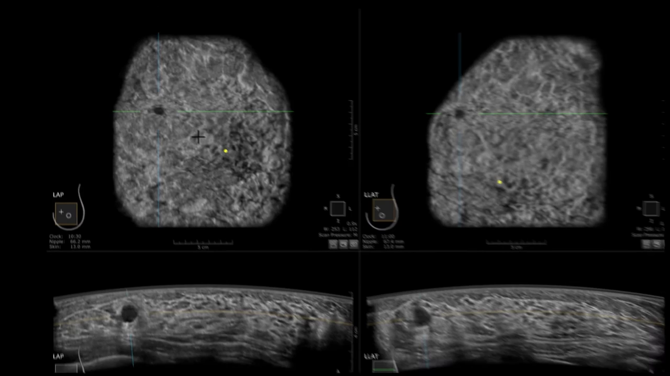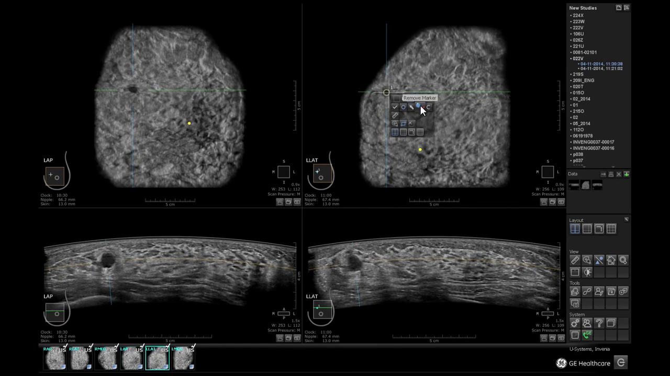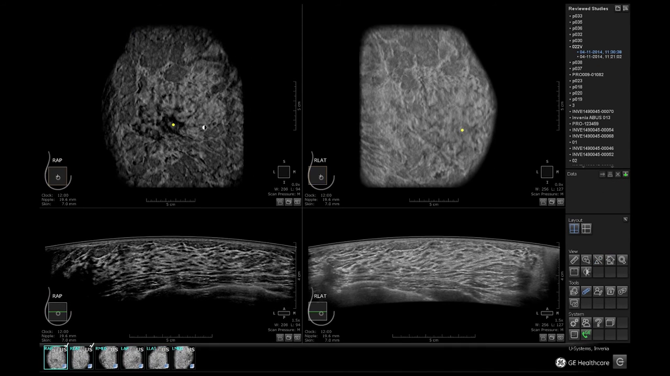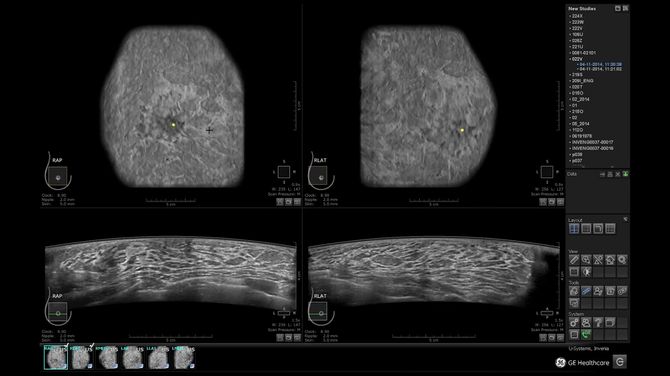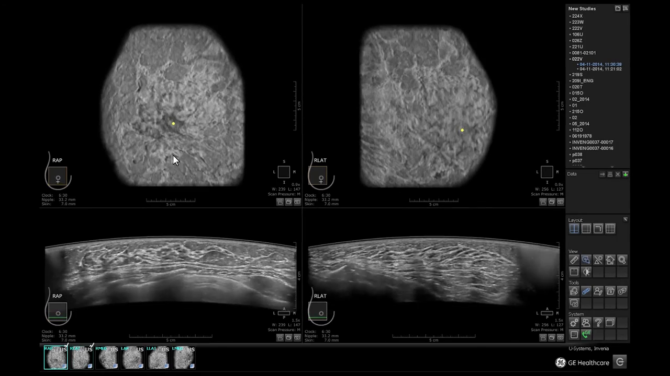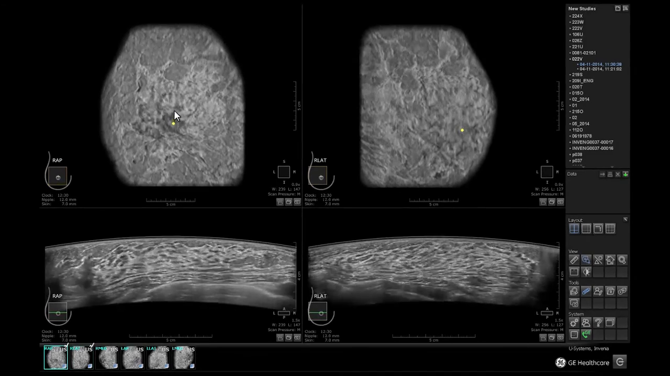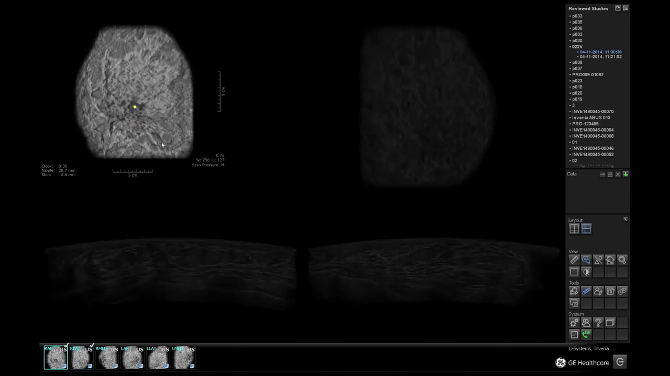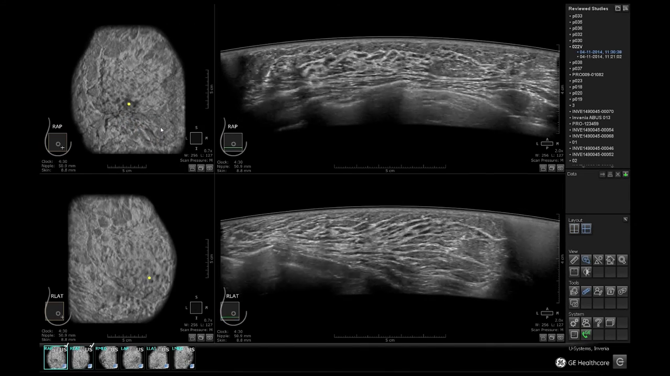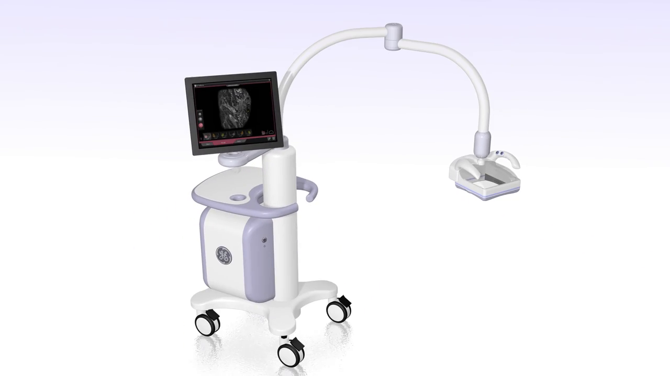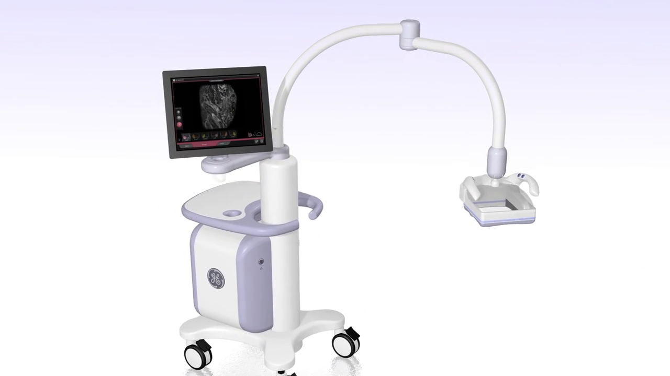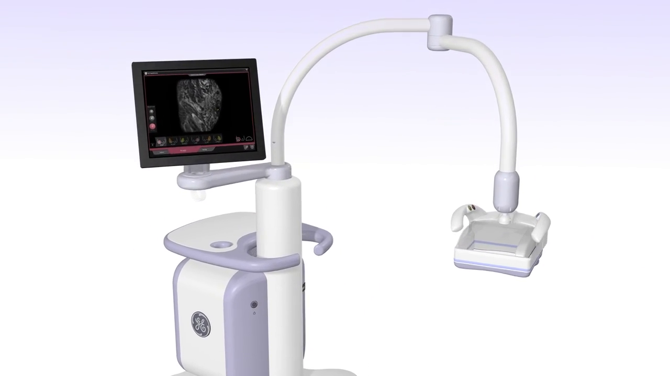Fully focused 3D renderings and reconstruction of the coronal planes are computed in real time using coherent compounding GPU software, allowing physicians to review the entire breast volume in three planes: coronal, axial, and sagittal. Invenia ABUS, helping physicians look differently at dense breasts.